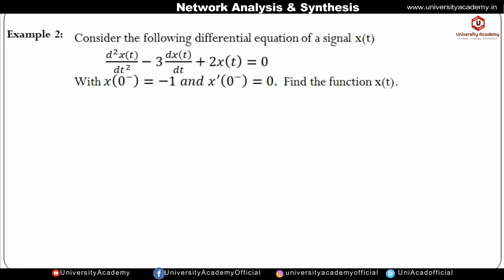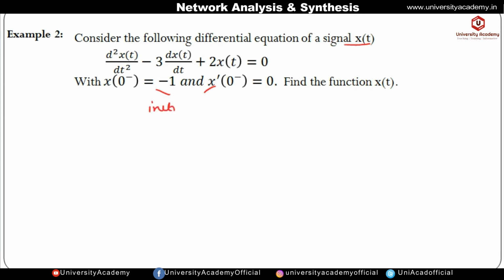Consider the following differential equation of the signal x of t. Okay, so now the differential equation is given, and this is a second order differential equation, that is d square x of t by dt square minus 3 into d of x of t by dt plus 2 x of t, it is equal to 0, with x of 0 negative is minus 1 and x dash of 0 negative is 0. So these are known as initial conditions.